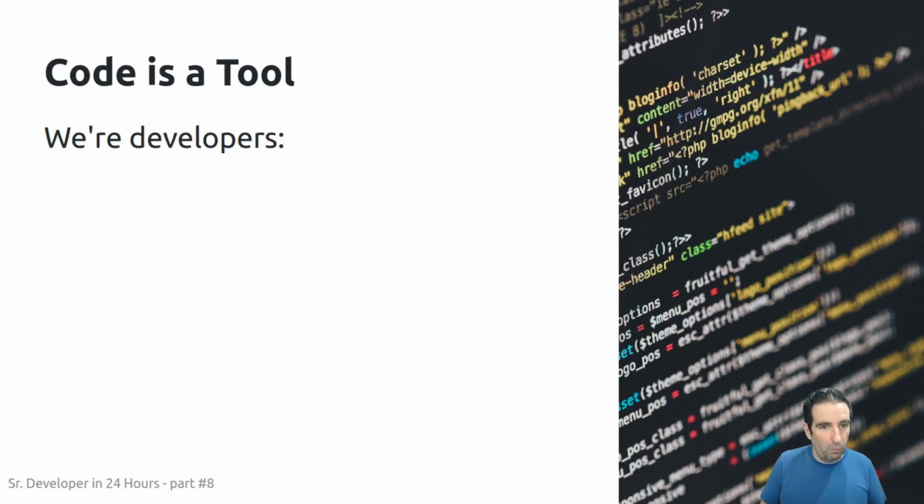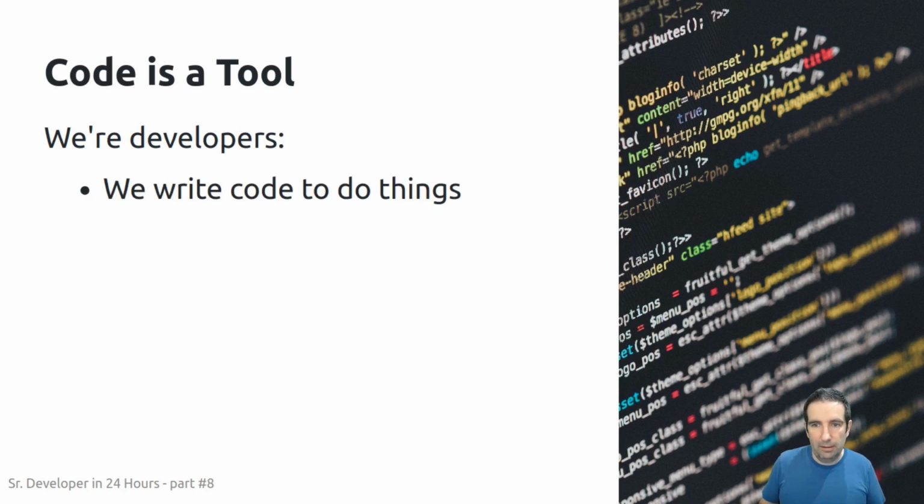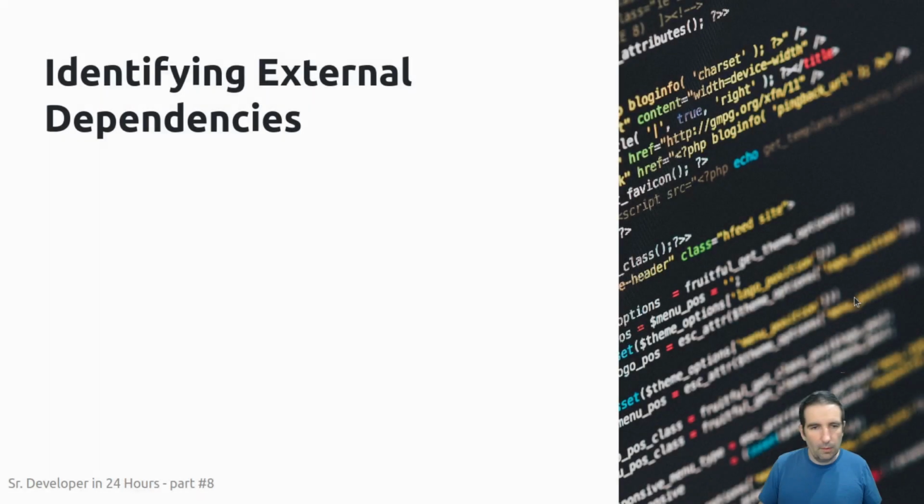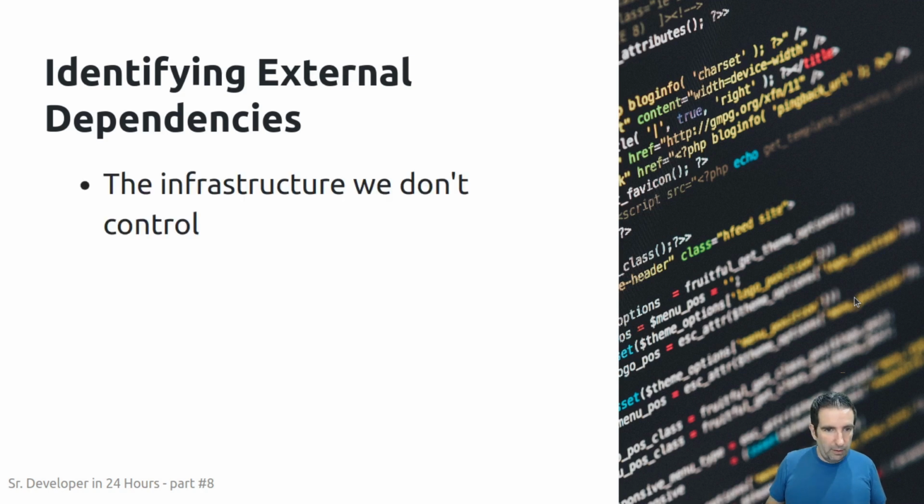So, we are developers again. We write code to do things. And just like we write code to do these things, we can write code to get around roadblocks. So we need to identify the external dependencies. A lot of this should come from the design. The design should make it easier for us to identify the external dependencies that could put our development at risk.